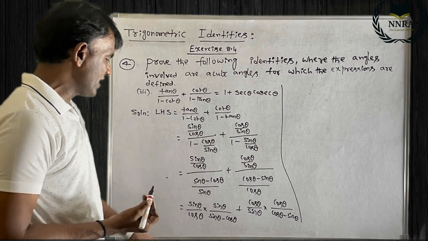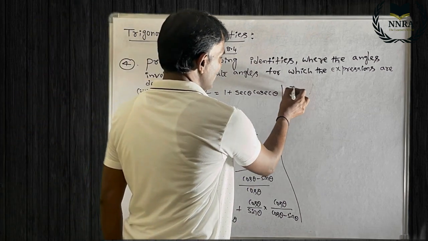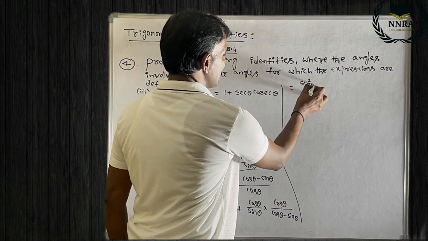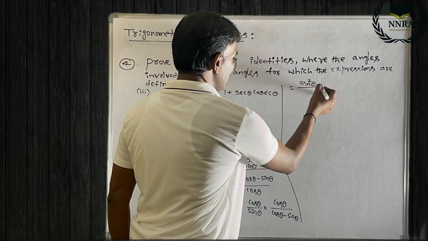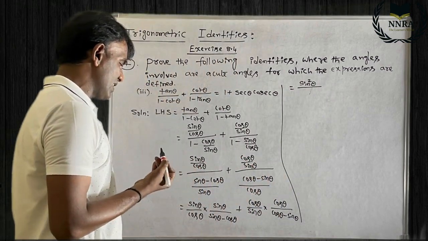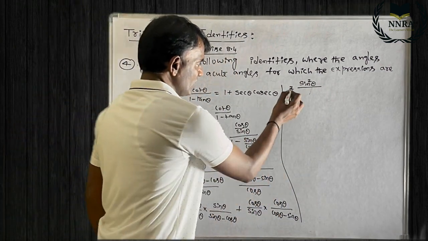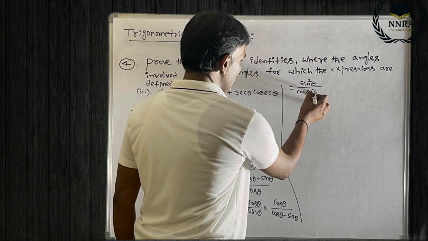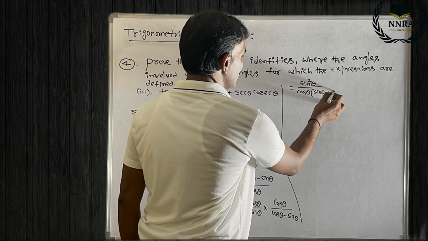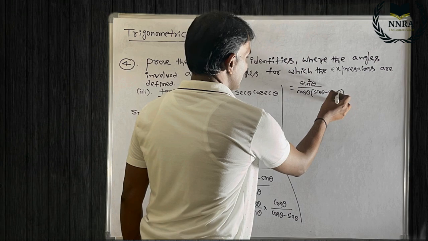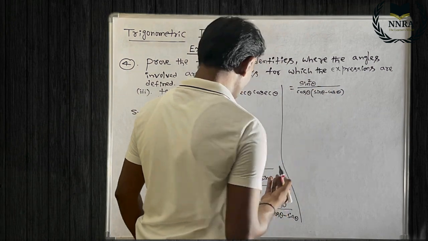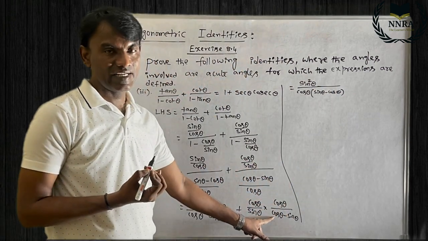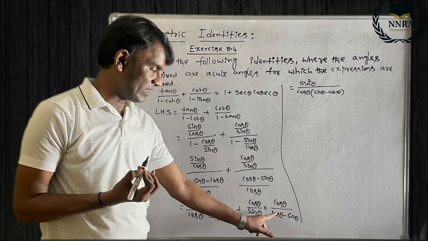Now sin into sin is how much? Sin square theta. So just write here sin square theta divided by, what is the denominator? Cos theta into sin theta minus cos theta. And in the second term, what am I doing? I am taking minus common. Why? Because if you take minus common.